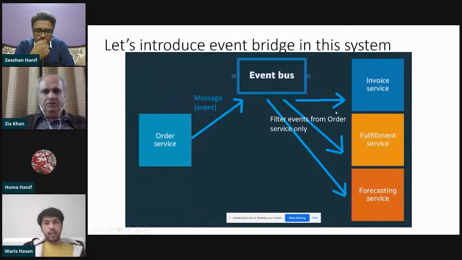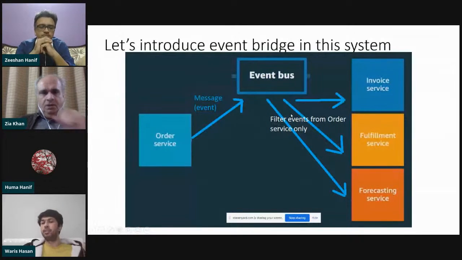And right now I've only shown one service that is sending the event to the bus. There could be hundreds of services, but these services are saying we are only interested in the events that are coming from this service. So we have applied a filter before receiving the events. So as soon as this event bus receives an event from this service, it will be received by each one of these services, and as soon as the event is received by these services, they will start executing.